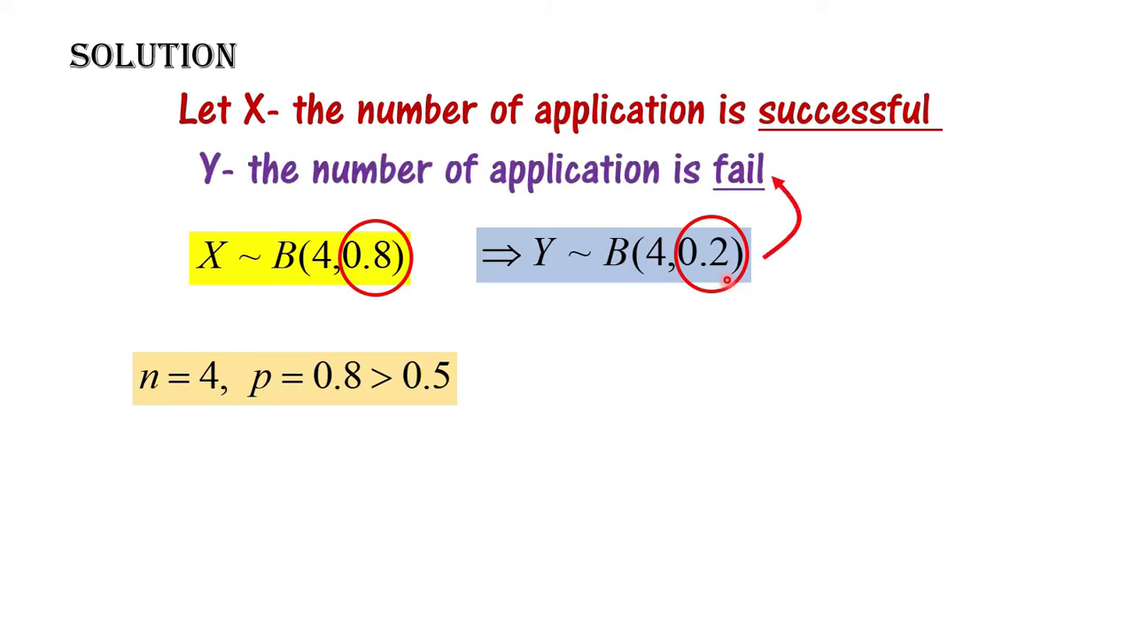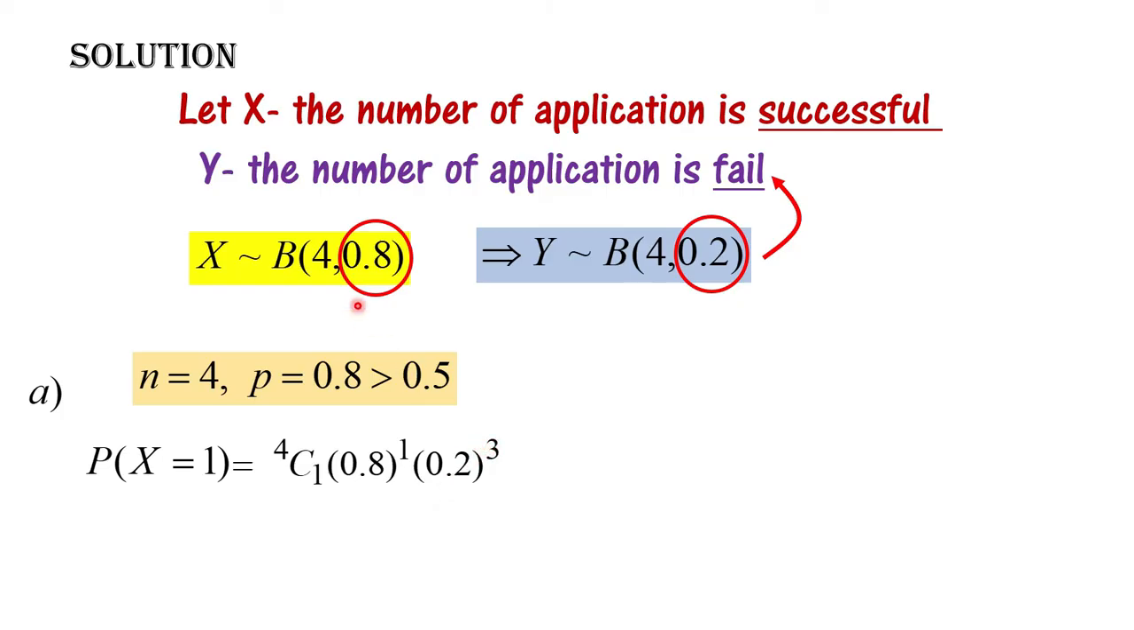Okay, 0.2 represents the probability for the application to fail. So you let Y be the number of applications that fail, and p is the probability for the application to fail. The question asks us to find the probability X equals 1, meaning the number of successful applications is 1. If you want to use the binomial formula, it is given as 4C1 times 0.8 to the power of 1, q that is 0.2 to the power of 3.